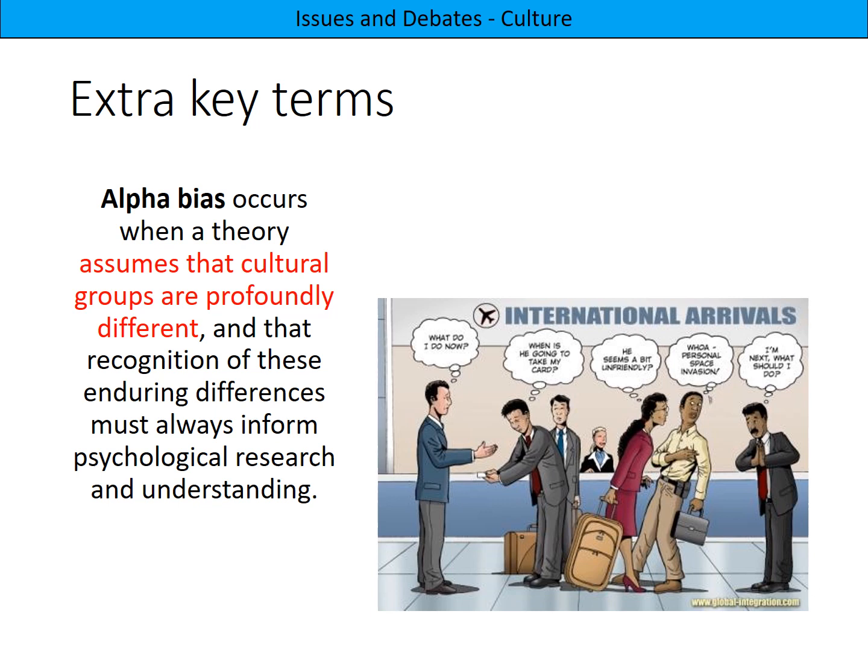In terms of extra key terms, we've got alpha bias and beta bias. Alpha bias occurs when a theory assumes that cultural differences are profoundly different and that the recognition of these enduring differences must always inform psychological research and understanding. So alpha bias takes into account the fact that people are different, that culturally we are different.